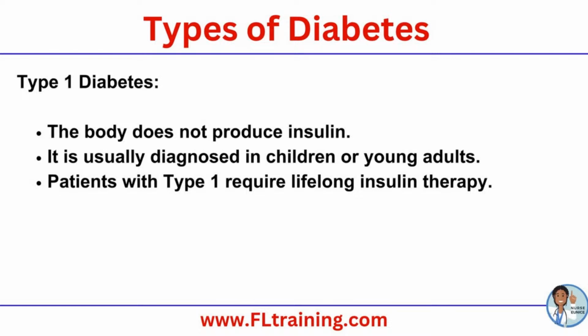Types of diabetes. Type 1 diabetes. The body does not produce insulin. It is usually diagnosed in children or young adults. Patients with type 1 require lifelong insulin therapy.